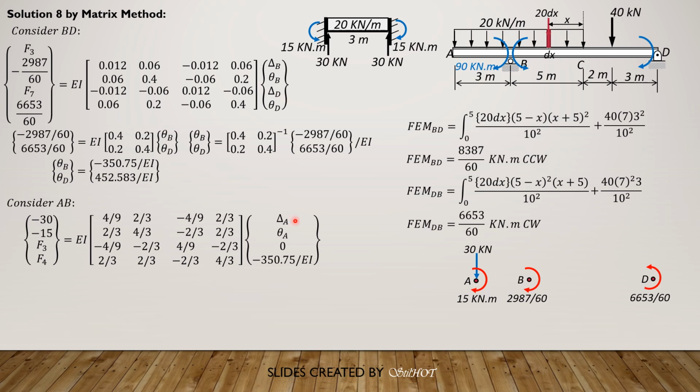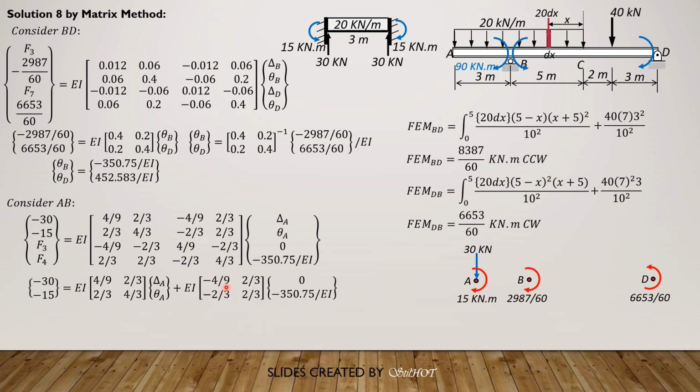Then we have delta A, theta A, then delta B, which is 0, and theta B, which is negative 350.75. But we want to expand only the first two rows. So 4 over 9, 2/3, 2/3, 4 over 9 times delta A, theta A, then plus this 2 by 2 matrix, negative 4 over 9, 2/3, negative 2/3, 2/3 of 0 times negative 350.75. So negative 30, negative 15 equals EI, this 2 by 2 matrix times delta A, theta A, then plus this 2 by 2 matrix, negative 4 over 9, 2/3, negative 2/3, 2/3 times 0 and negative 350.75 over EI.